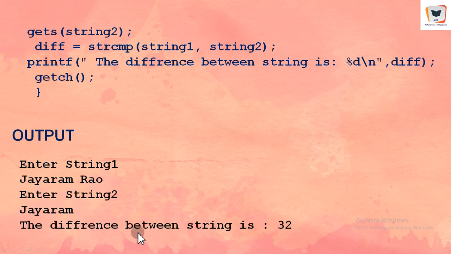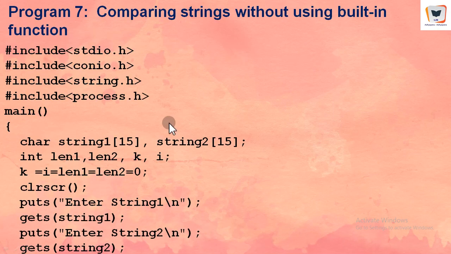Anyway, the difference between the strings is 32, because the space will be compared with the last character of the other string, since all the other characters are the same. This space will carry 32, and here it will find the null character. So 32 minus 0 will be equal to 32.